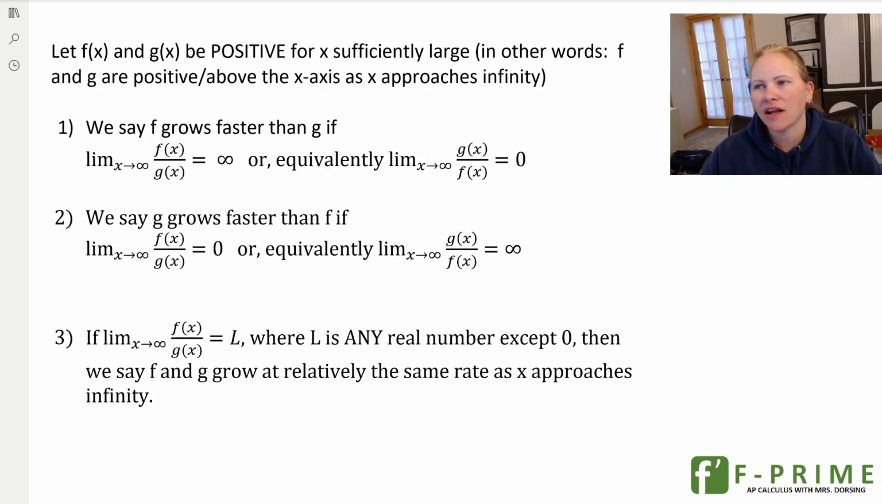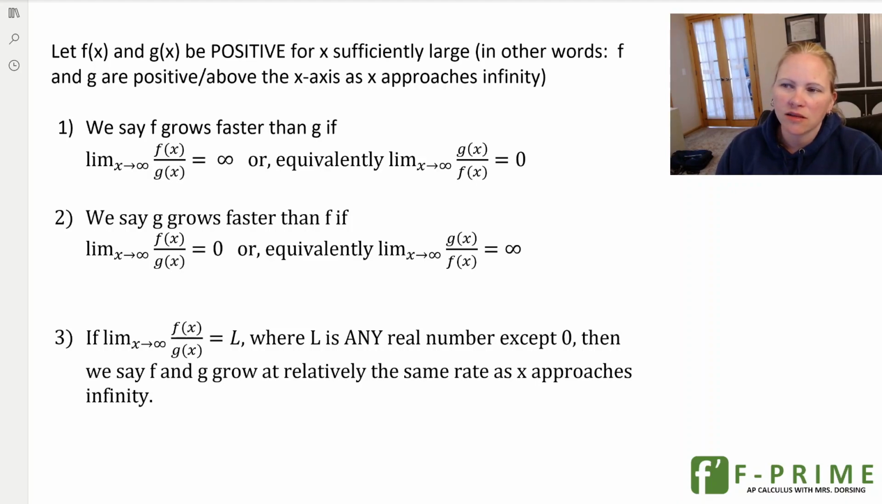Case 1, we say that f grows faster than g if the ratio, if f is in the numerator, you get infinity, or if f is in the denominator and you get 0. We say g grows faster if f over g yields a limit of 0, or if g is in the numerator, you get infinity. So kind of what we just said, it's just saying it in a less nice way. Now the third scenario that you could get is a number other than 0.